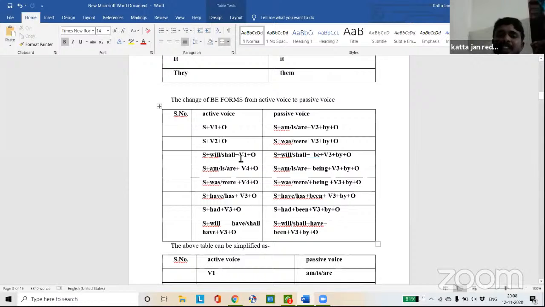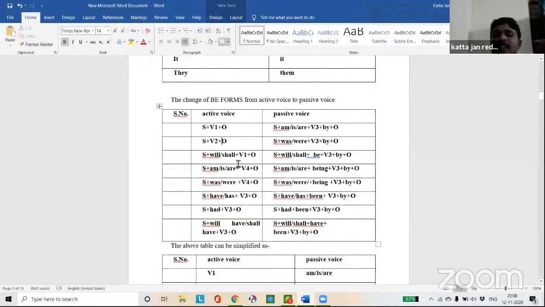When will, shall, V1 are used in active voice, subject same, object same, by same, V3 same. See, you can identify here: in every sentence there is subject, subject, subject, and object at the end. In passive voice, this is important: every sentence has subject, V3, by, object. But what is being changed? Only the be forms.